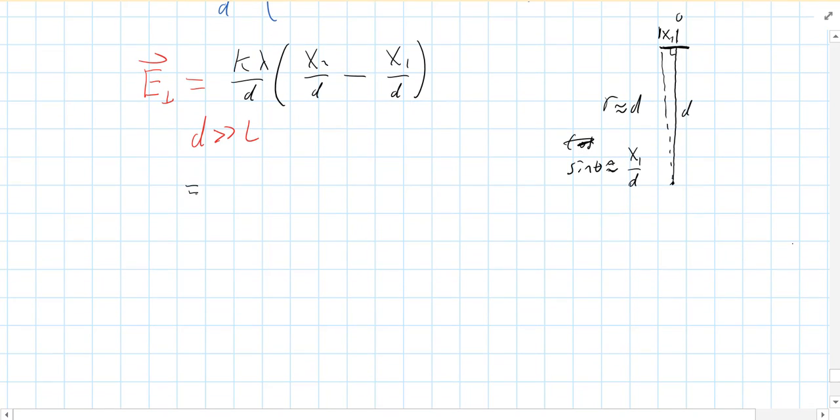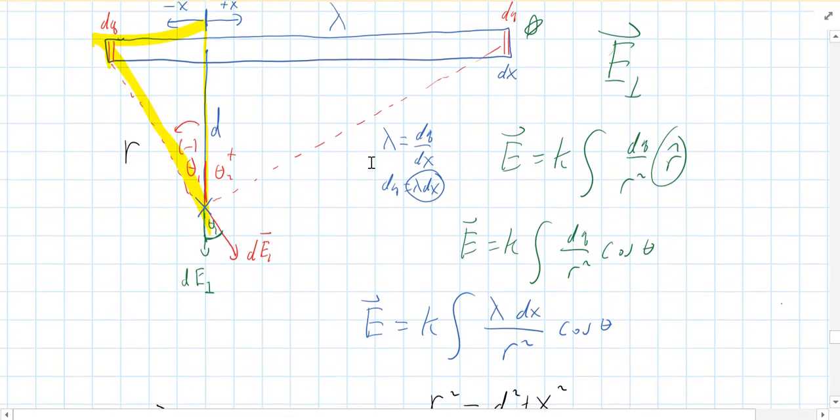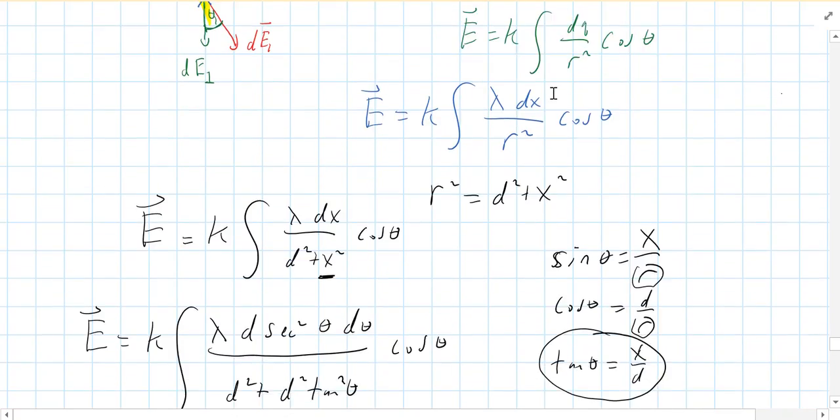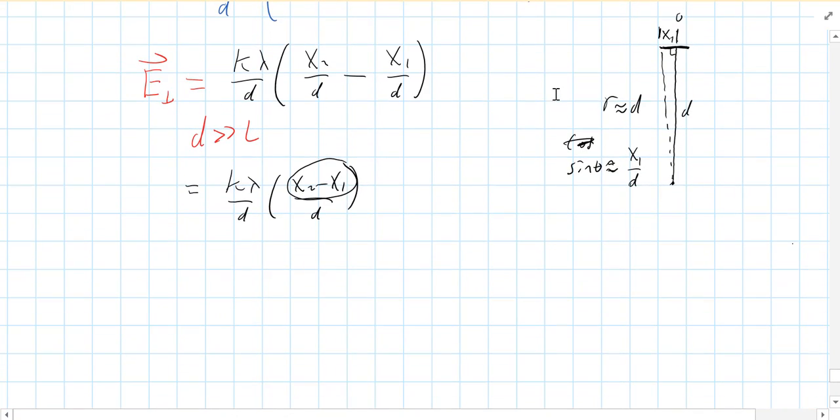Well, you can simplify that a little bit, right? You've got k lambda over d times x2 minus x1 over d. Well, first of all, I can combine the d's, make it d squared. And what is x2 minus x1? Well, that is simply the length of your bar. That's L. And so what do you get here? You get k lambda over d squared, x2 minus x1 is L. Well, what's lambda times L? Well, that's simply Q, the total charge of the bar.